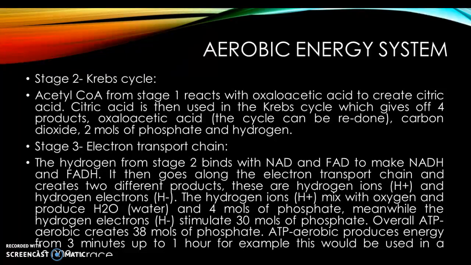Overall, ATP aerobic creates 38 moles of phosphate. ATP aerobic produces energy from 3 minutes up to 1 hour. For example, this will be used in a 10,000 meter race.